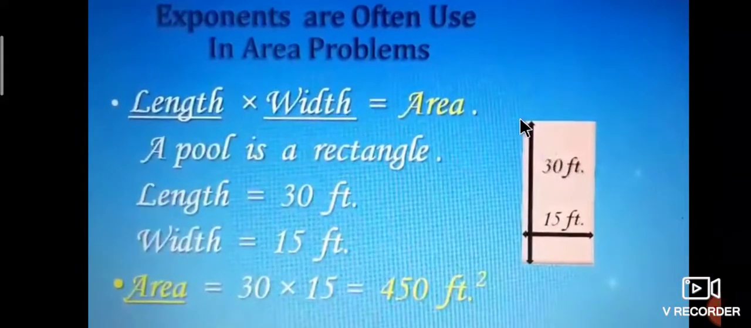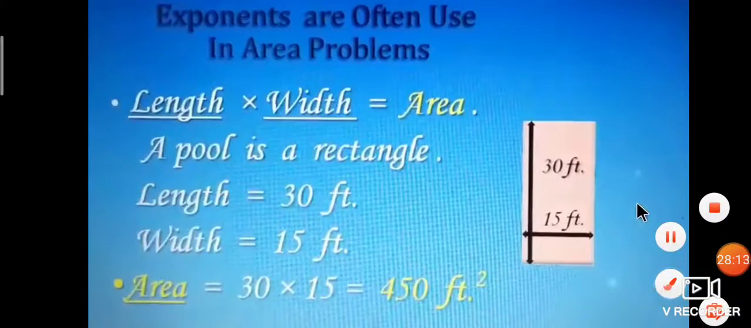Next, lastly, exponents are often used in area problems. Area is equal to length into width. A pool is a rectangle. Length is 30 feet, width is 15 feet. Find the area. Area is equal to 30 into 15, that is equal to 450 feet square. Square is in the exponent form.